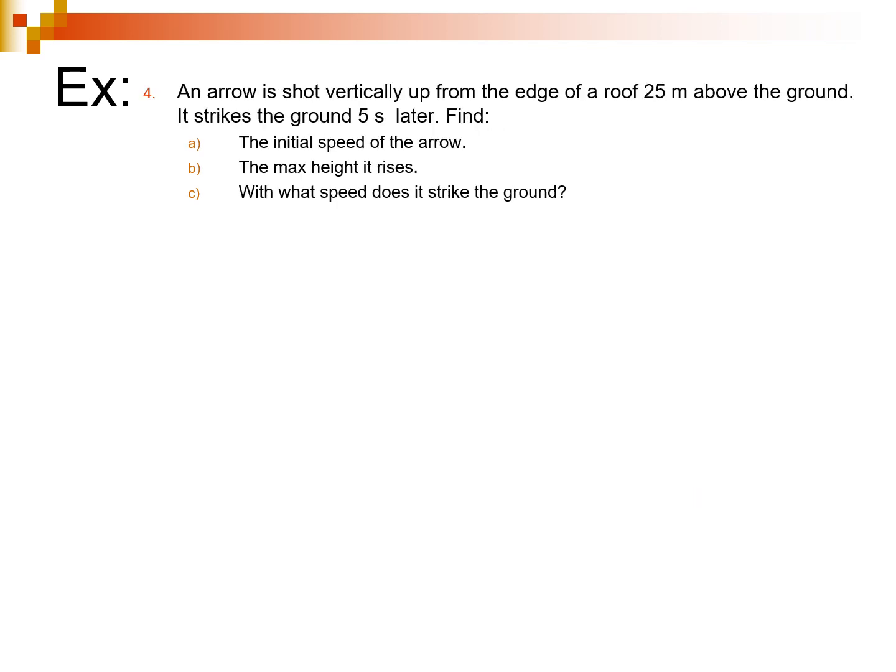Here is the last question for this video lecture. An arrow is shot vertically up from the edge of a roof 25 meters above the ground. It strikes the ground 5 seconds later. Okay, so let's start as usual with the diagram.